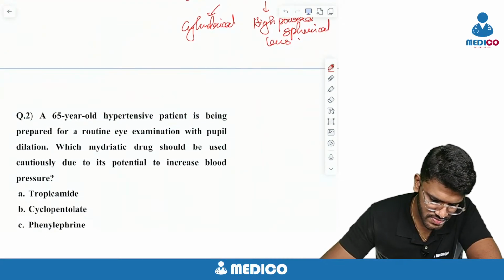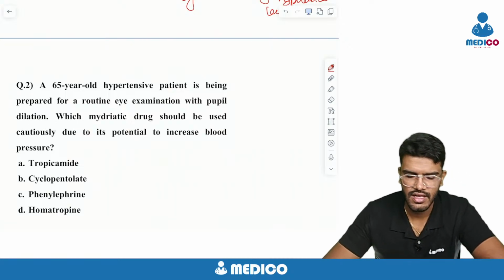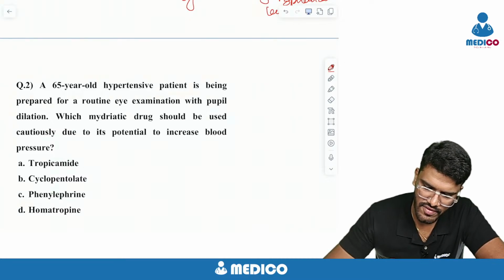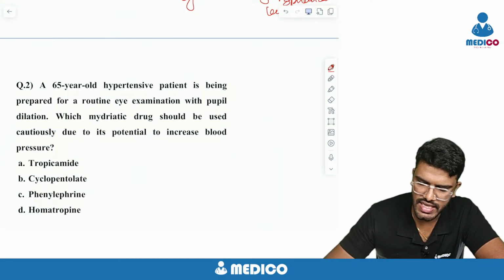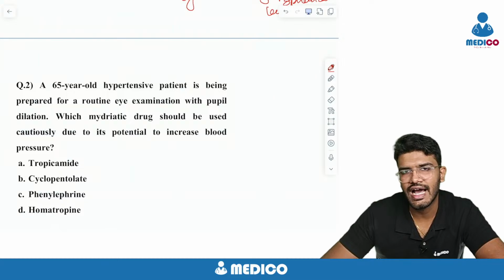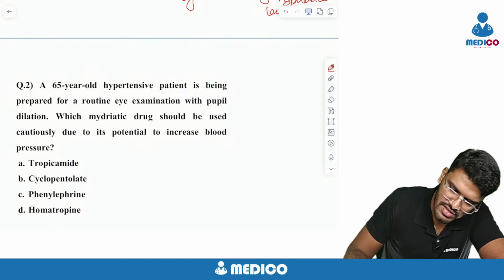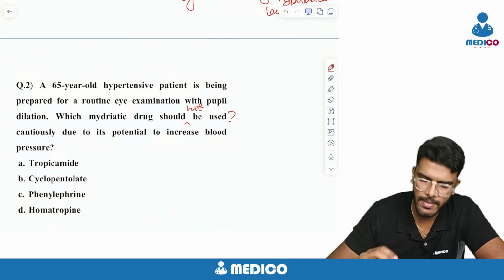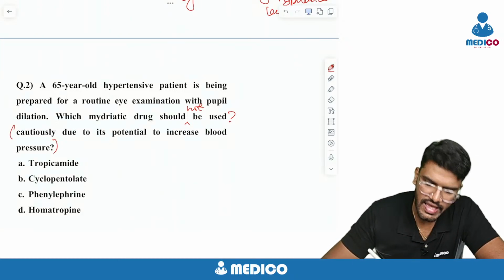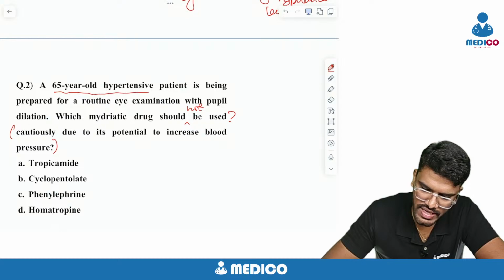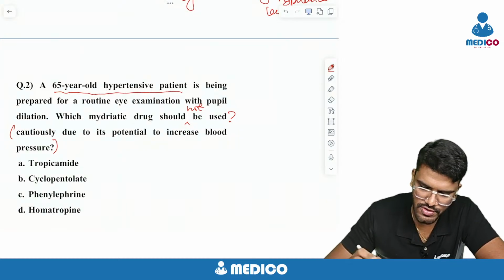Now let us move on to the second question. A 65-year-old patient is being prepared for a routine eye examination with pupillary dilatation. Which mydriatic drug should be used cautiously due to its potential to increase the blood pressure? See, many times the question may not be as clear and straightforward like this. Sometimes they can just stop at this part, or they can even say only this part and ask which mydriatic drug should not be used, expecting us to know the rest by ourselves.